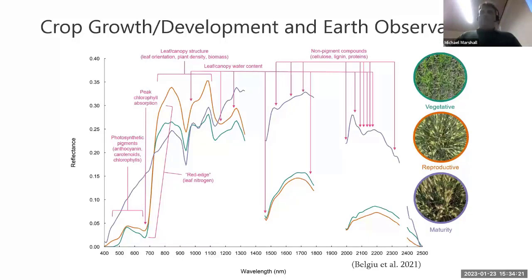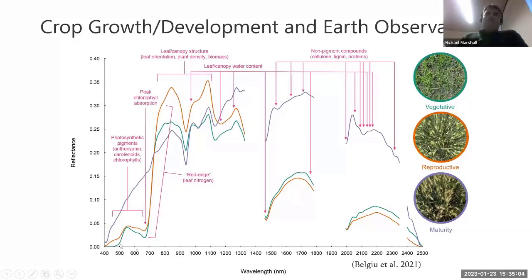I provided this diagram from a colleague of mine, Mariana Belgiu. This is a paper we published a couple of years ago that illustrates the value of hyperspectral narrowbands. This is reflectance, which you might detect at the top of a canopy. In this case, it's by the Prisma satellite, a new satellite launched by the Italian Space Agency. It shows you variations in spectra from 400 to 2,500 nanometers, for three main phases of wheat development: the vegetative phase here in green, reproductive in orange, and in purple, maturity. You can see some really interesting differences.